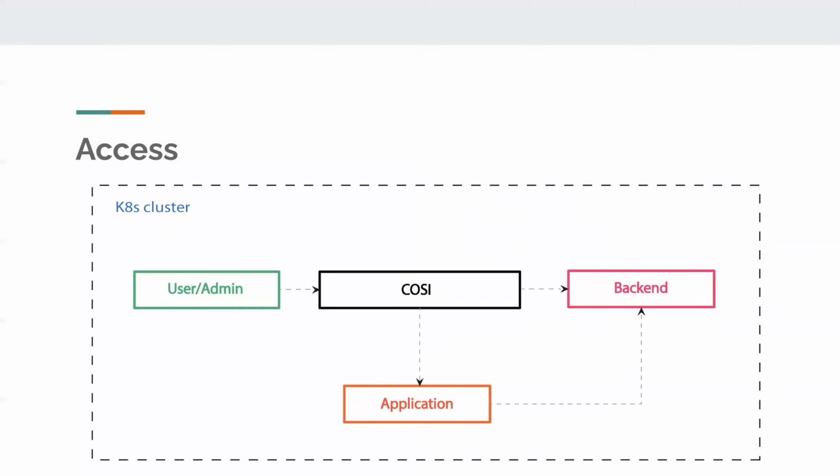As shown in the arrows here, the user talks to COSI to request access for an application. COSI talks to the backend, gets the access, and then from the backend, it takes the credentials and gives them to the application. The application can then use the credentials to make object requests of different sorts.